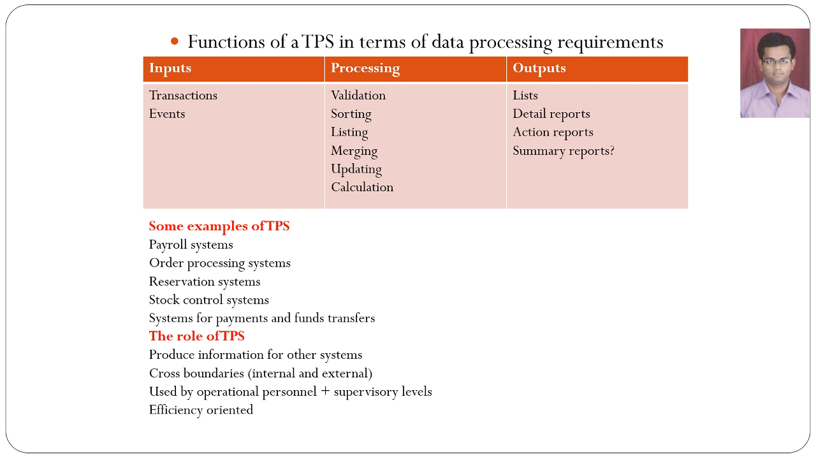The role of a transaction processing system: produce information for other systems, cross boundaries interactions, and these are typically used by operational level managers. These are also called operational personnel and supervisory levels. These transaction processing systems are efficiency oriented.